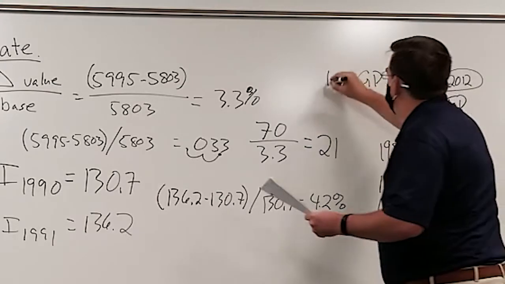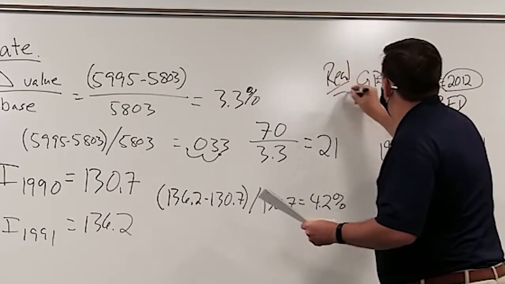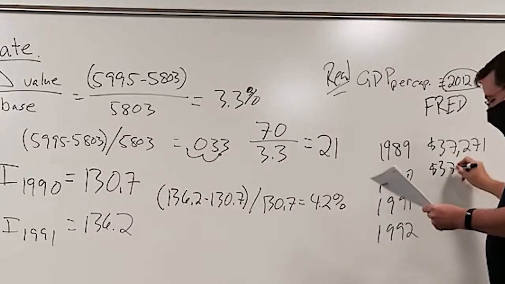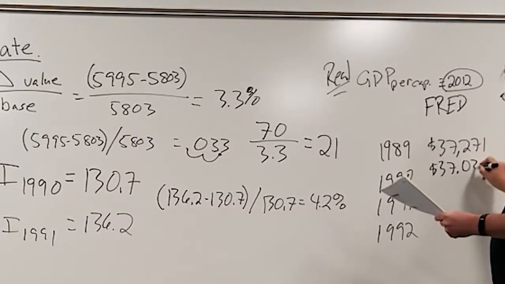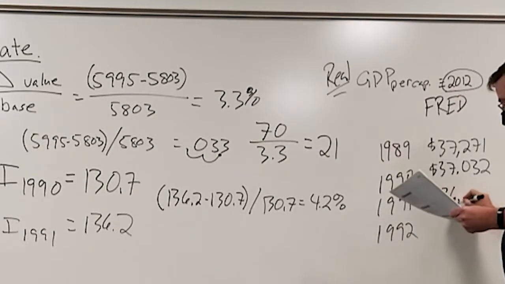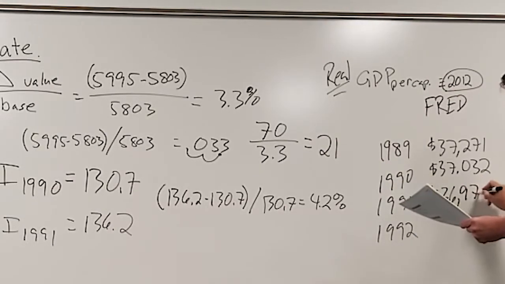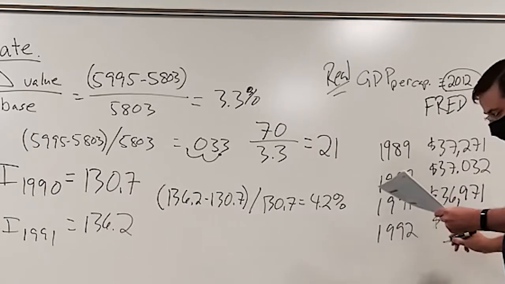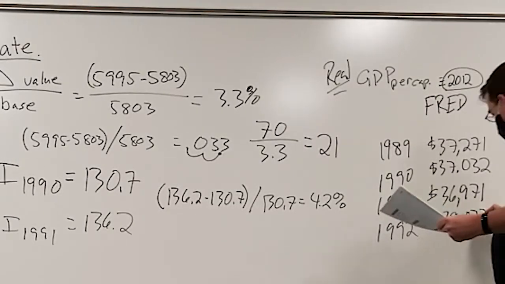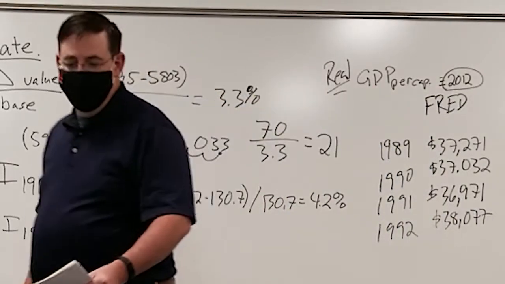Oh, by the way, this is real GDP per capita because it's in constant dollars. Up to 37,000, oops, down to 37,032. Then 1991 was 36,971. And then in 1992 was 38,077.